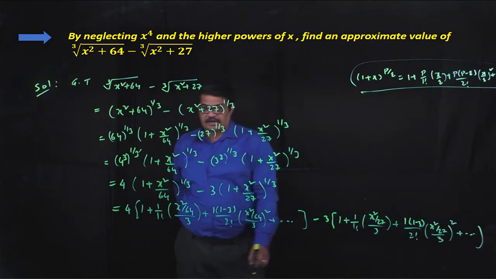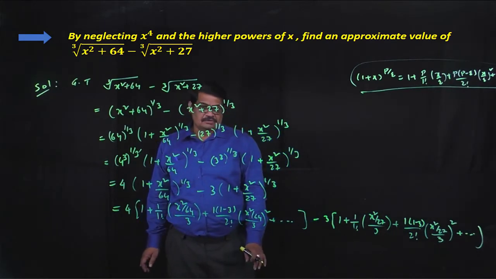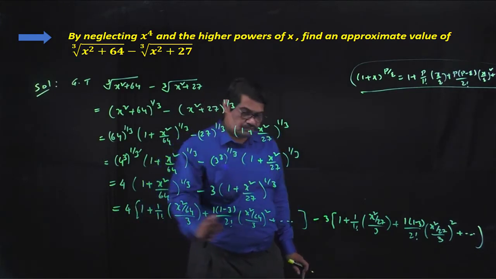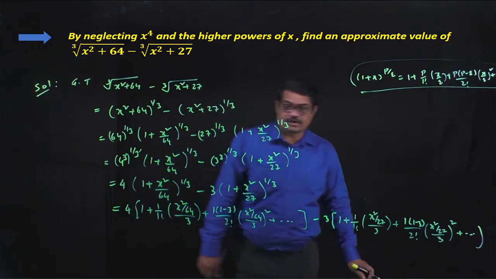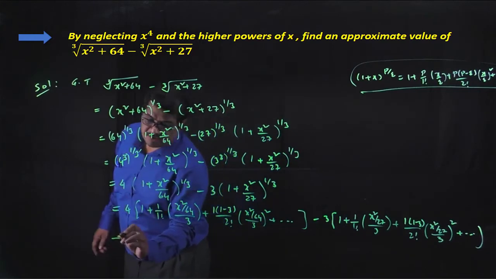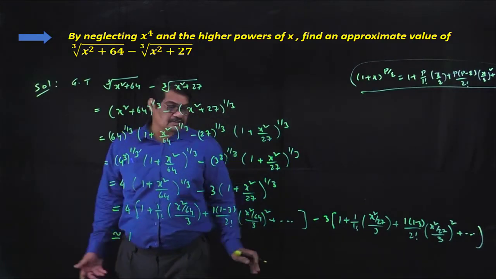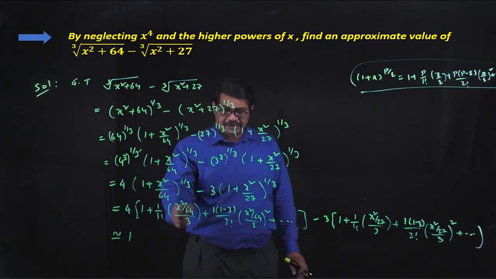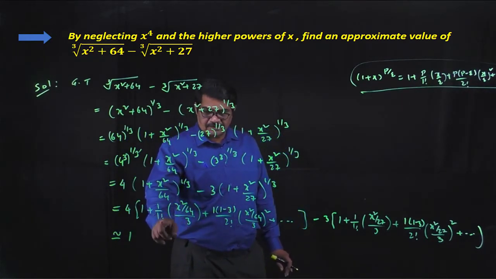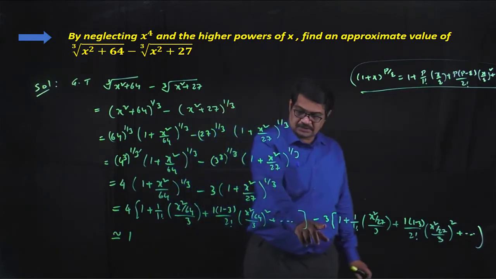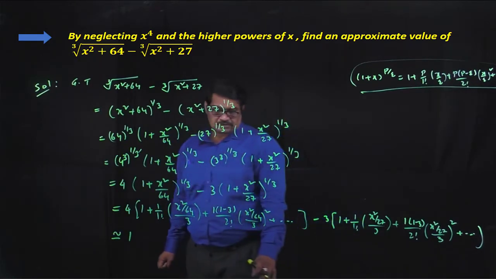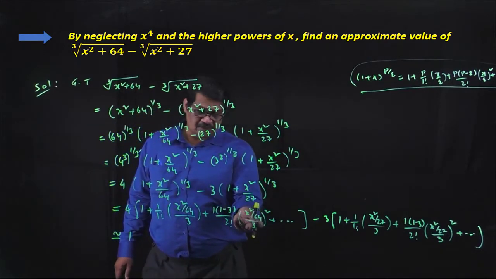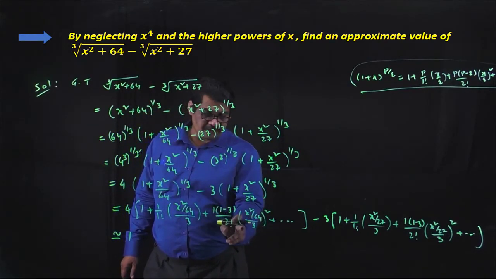Okay, now we are writing this one. Now the terms we are writing: 4 into 1, and minus 3 into 1. After simplification we take the approximate value 4 minus 3, that is 1. So next, the terms are 4 times this one, minus 3 times this one. Okay, next, this is after the third term, from the third term.